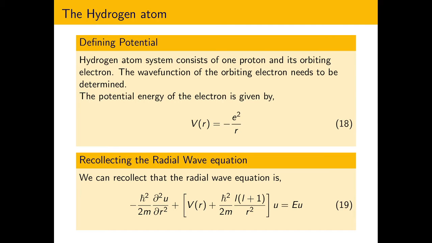Gavin previously went through deriving the radial wave equation, so I'll just skip over that. Now we need to substitute this potential V of r in the radial wave equation we derived from the Schrodinger wave equation in the previous section. We can see that the radial wave equation is of this form, equation 19. I'm not going to try to read that because it's a mouthful, so take a close look at it, and we'll go to the next slide.